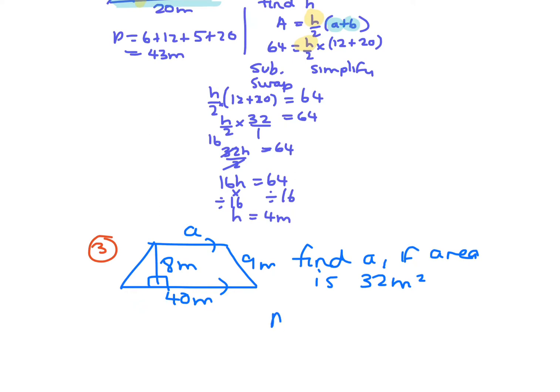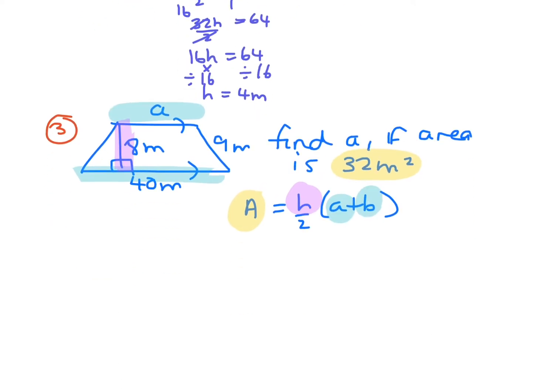Okay, so step 1, let's write the formula, h on 2 times (a plus b), and then what we've got to do is just sub stuff in. So 32 goes in for the area, 40 goes in for the b, and a goes in for the a, and then the other thing that we have here is the h. So the h is the perpendicular height, not the 9. Okay, so we sub it in. So 32 is h, which is the 8, a we don't know, and b is the 40.